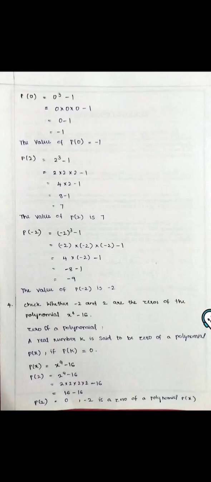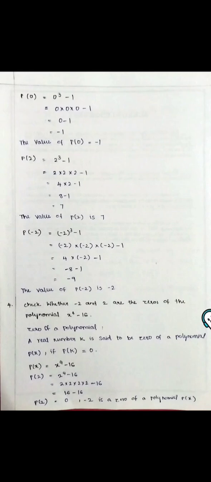So the value of p of 2 is 7. And the next bit is p of minus 2, which is minus 2 whole cube minus 1. Write it elaborately so that you understand clearly: minus 2 into minus 2 into minus 2 minus 1. So minus 2 into minus 2, minus into minus is plus, 2 into 2 is 4, 4 into minus 2 minus 1.